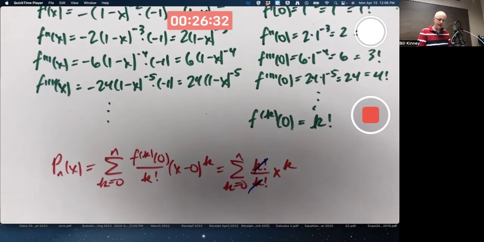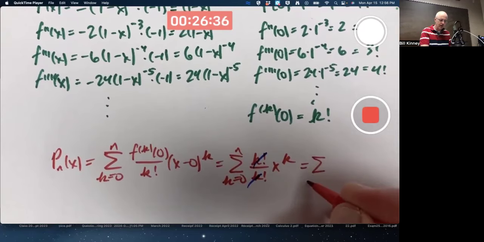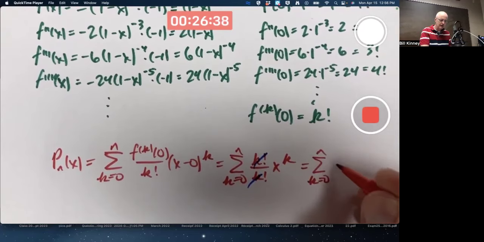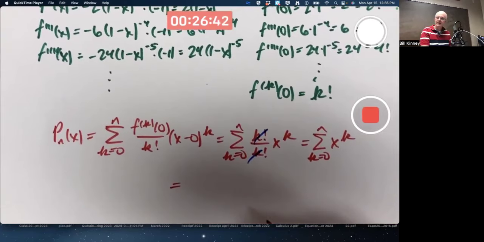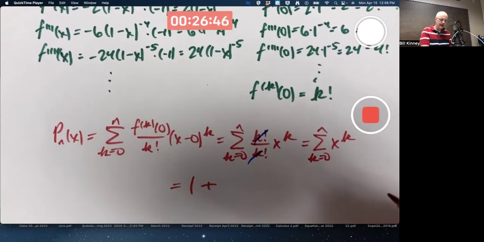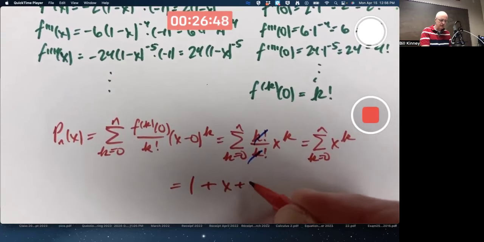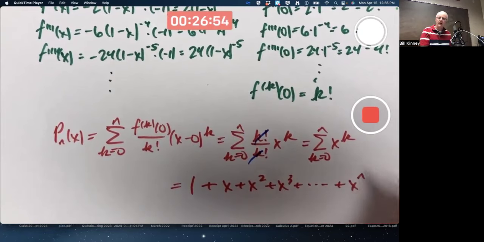You're left with the summation of just some plain old x to the k powers, which if you write it out is, when k is 0, x to the 0, which is 1 by definition, then x to the first, then x squared, then x cubed. Yeah, maybe you guessed this answer ahead of time.